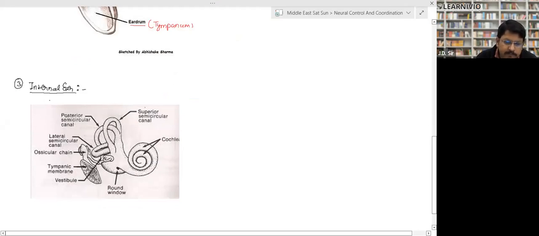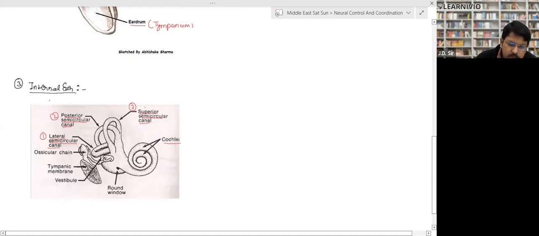So that is called perilymph, and this is made up of these tube-like structures. So there are three tubes. These tubes are called semicircular canals. This is the lateral semicircular canal first. This is the posterior semicircular canal second, and this is the superior semicircular canal. So these are three semicircular canals, and this round part is called the cochlea, right? Cochlea and three semicircular canals.